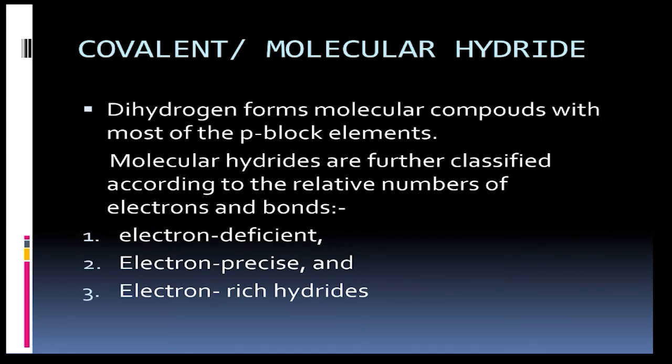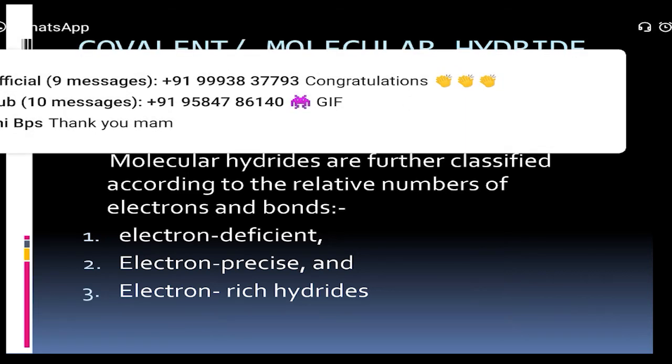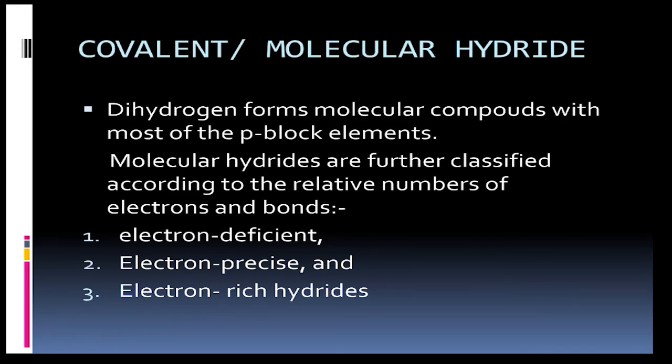Now, the next type of hydride is covalent or the molecular hydride. Now let's see the features. Dihydrogen forms molecular compounds with most of the p block elements. You know, p block elements are right from group number 13, as I showed in the previous slide, to group number 17.